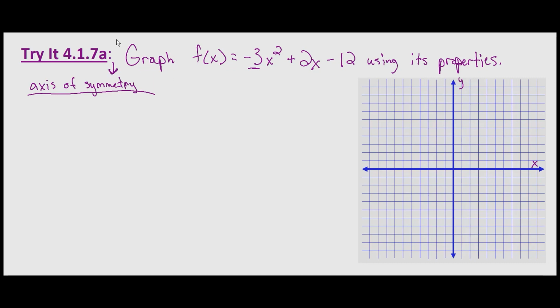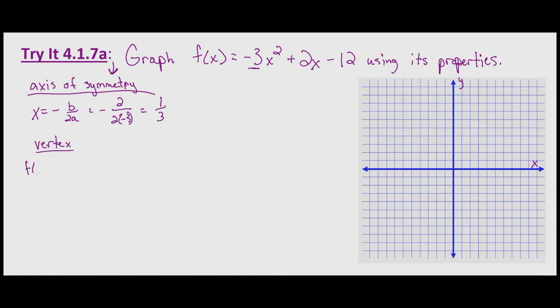So since a is negative 3, we know that the graph opens down. The axis of symmetry is x equals negative b over 2a, which equals negative 2 over 2 times negative 3, which equals 1/3. So we know that there is an axis of symmetry that is the vertical line x equals 1/3. So now we use that to find the vertex.